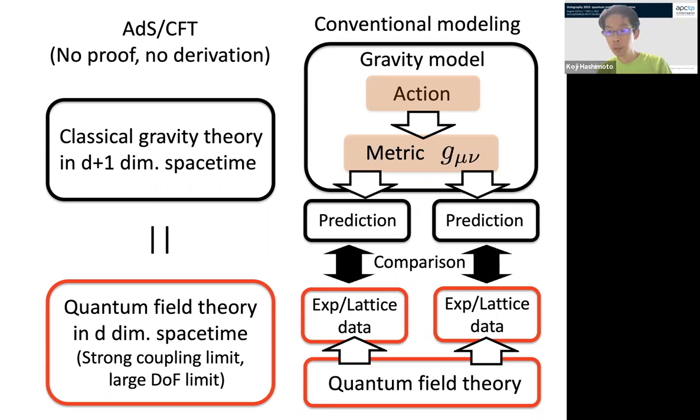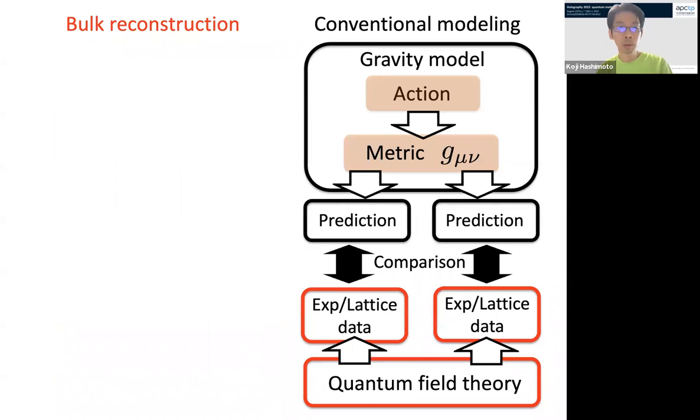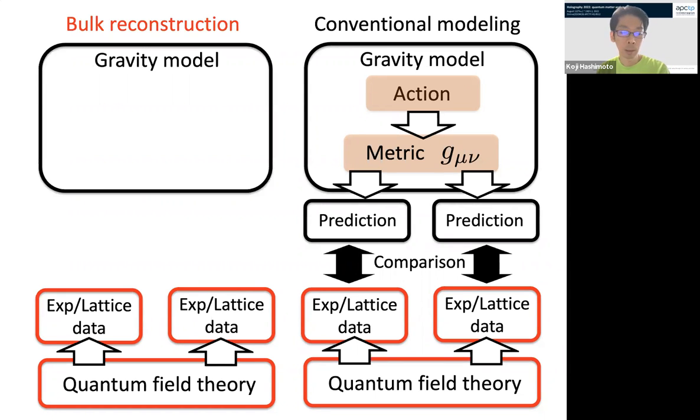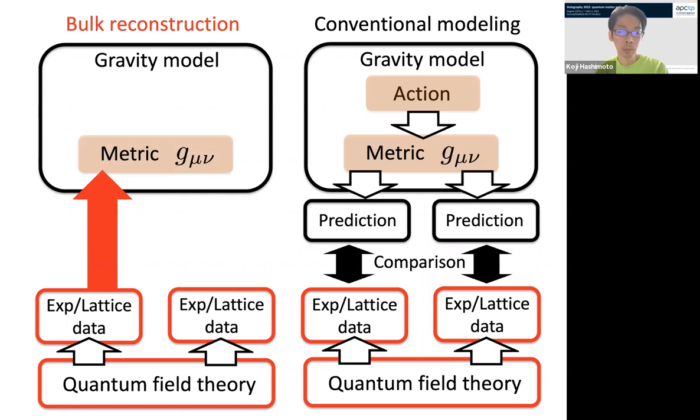Unfortunately, this is kind of inefficient. So what you better do is to do the bulk reconstruction. Although you start from the same quantum field theory, so you may have in your mind QCD, you compute experimental or lattice data from that. And from that data, you spot the metric, which actually reproduces this experimental or lattice data by the AdS/CFT dictionary. This is a kind of inverse problem.